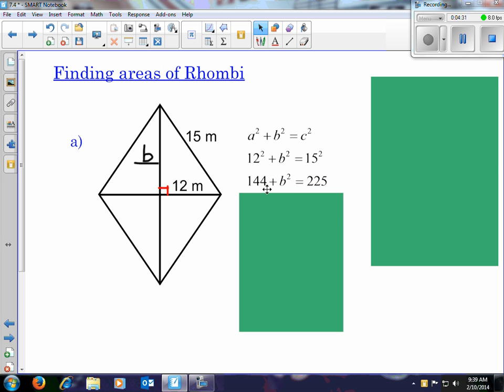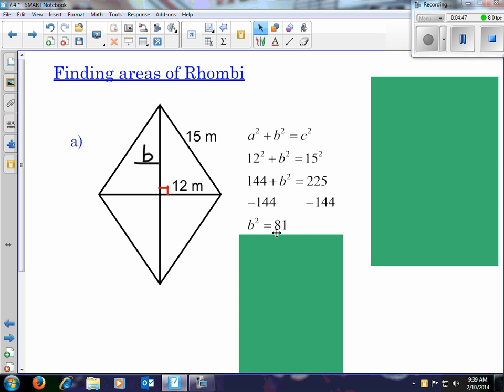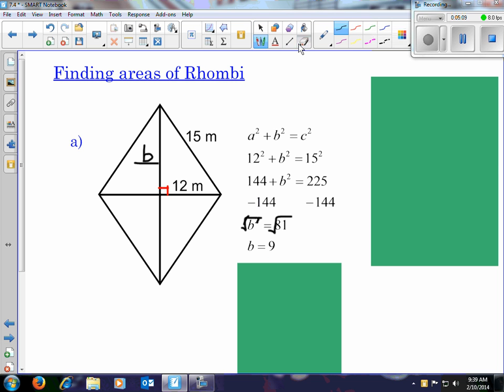12 squared is 144. 15 squared is 225, so I'm left with 144 plus b squared equals 225. Now I am going to subtract 144 from both sides to get b squared by itself. So I have b squared is equal to 81. And if I take the square root of both sides, the squares go away, so I'm left with b equals the square root of 81, which is 9. So now I know that this side here is equal to 9.